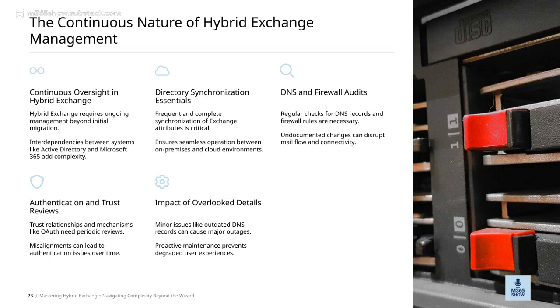Trust relationships, as well as mechanisms like OAuth, require regular reviews. If these aren't checked periodically, misalignments can develop, which over time might cause authentication problems that disrupt access. Speaking of security and connectivity, regular checks on DNS records and firewall rules are essential. Changes that aren't documented or reviewed can break mail flow and connectivity, causing unnecessary trouble.